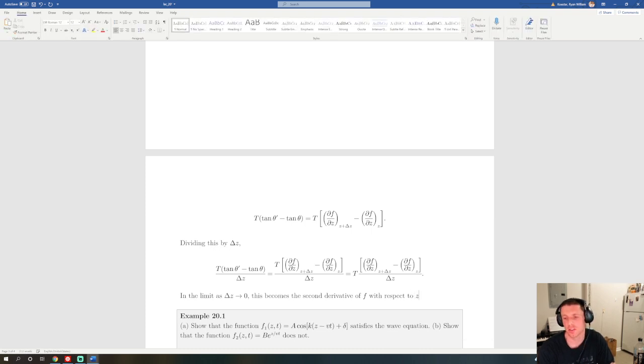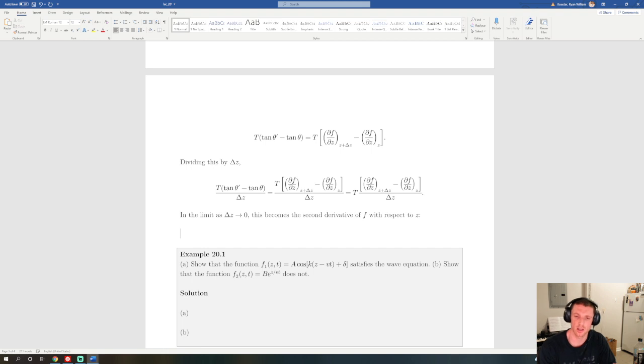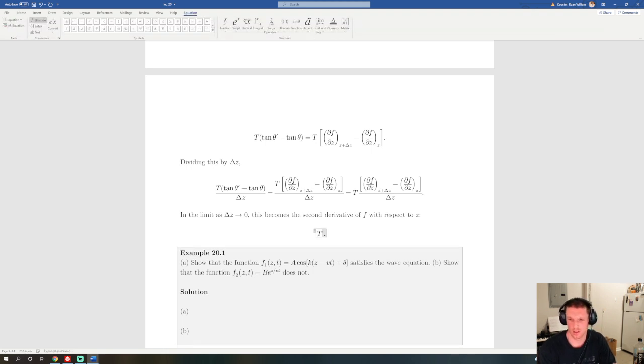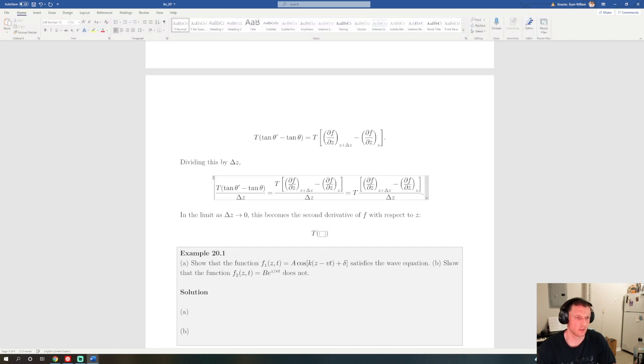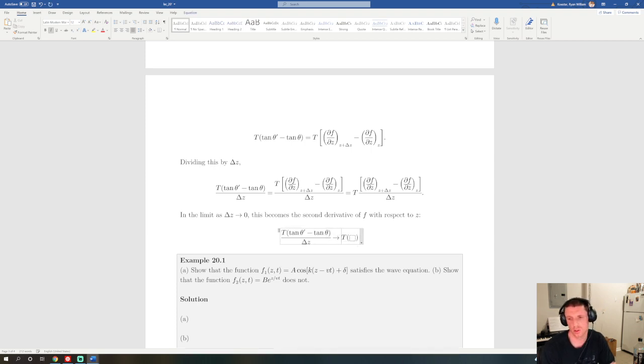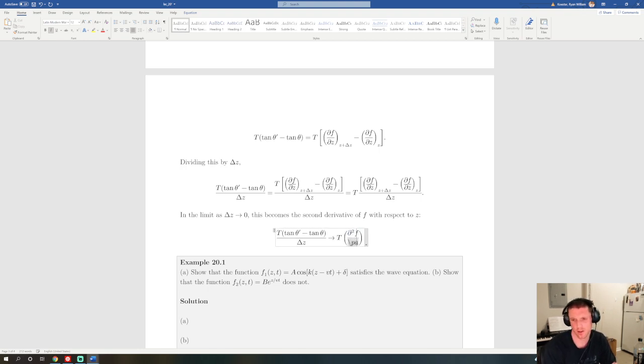And again, it's okay if this is something you haven't seen in a while or thought about in a while. It's totally fine. But I just want to show you how this kind of looks. So then we could write this as, let's see, maybe this. Say that this expression goes to t times the second derivative of f with respect to z. Okay?